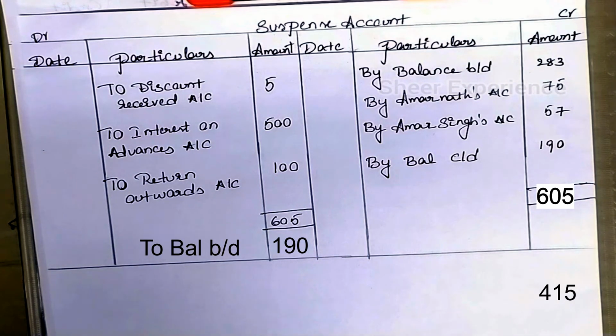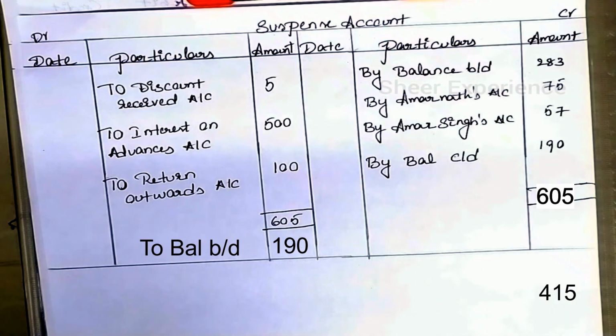Initially, as per the question, we had 283 as excess amount. Out of that, we have rectified only 93. That is 283 minus 190 comes to 93. We still have unidentified errors amounting to 190. So we get 190 as a debit balance in the suspense account.